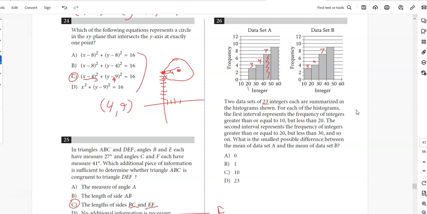So this one starts from 20 to 60. This one goes from 10 to 50. Huh, they look almost pretty similar, but we don't know what the numbers are inside of there. The smallest possible difference between the mean of set A and the mean of data set B. So again, the median would be in here. The mean's going to be a little bit left of that.